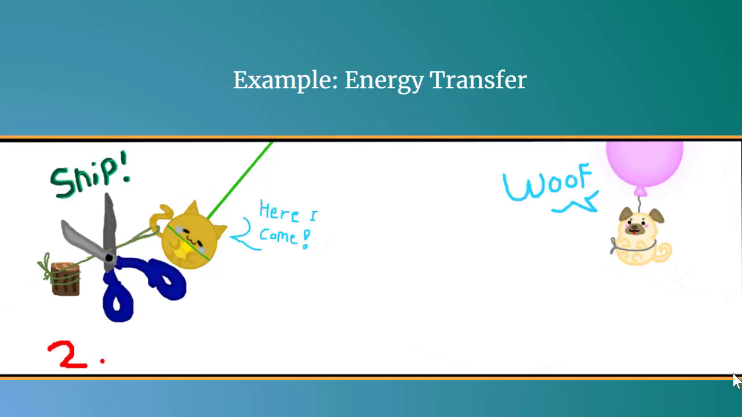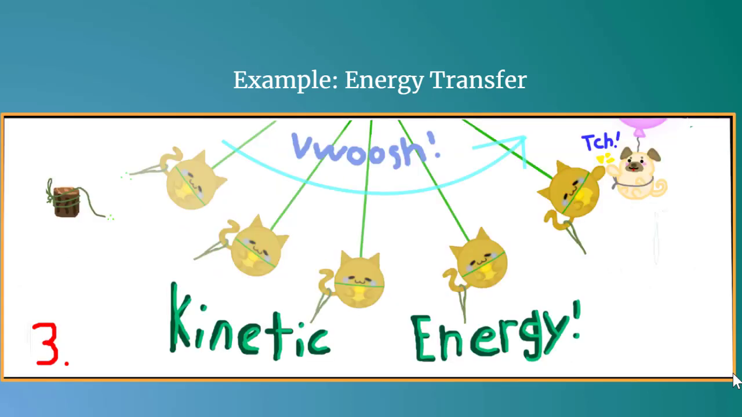When the rope is cut, kitty is able to be pulled back down to the ground by gravitational force. At the same time, the potential energy from the kitty being held by the string is released, and the kitty swings across to high-five the puppy. This motion of swinging is kinetic energy.